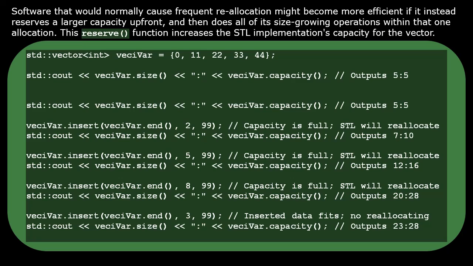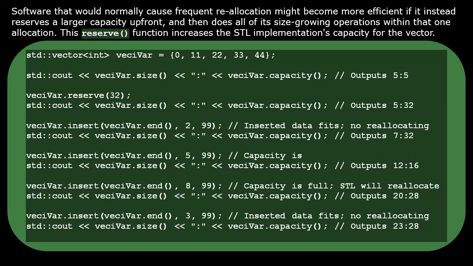But if you're optimizing your software, you might be able to make things faster by reducing how often STL needs to do these reallocations. You can ask STL to reserve upfront a larger capacity than it thought it otherwise would have allocated. And then you can more quickly do all of these size growing operations all within that one allocation. If STL has already allocated as many items as you ask for, then the reserve function does nothing.